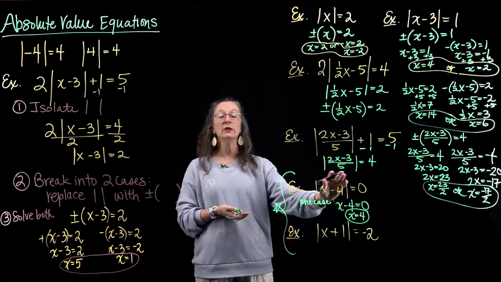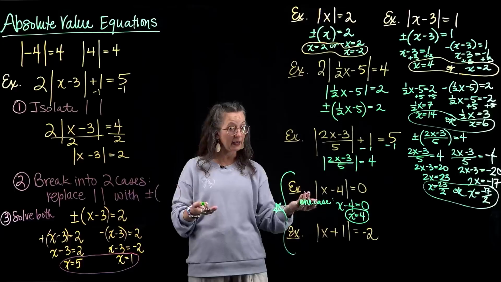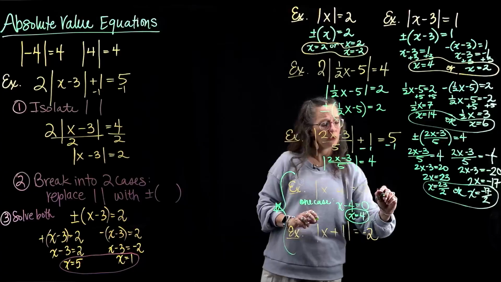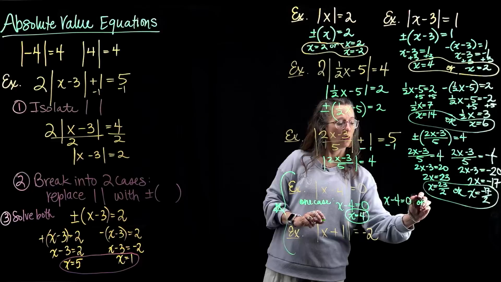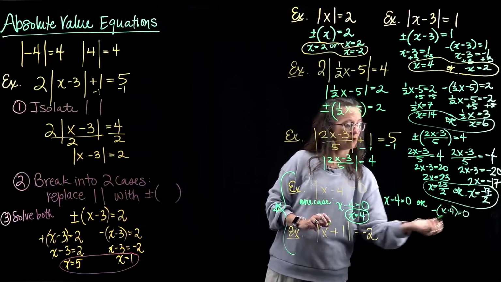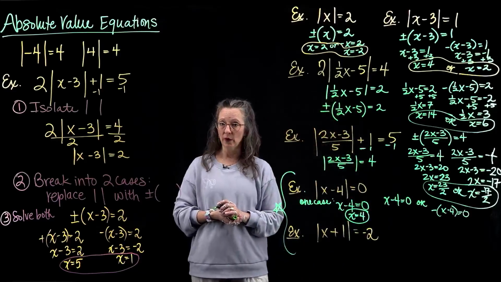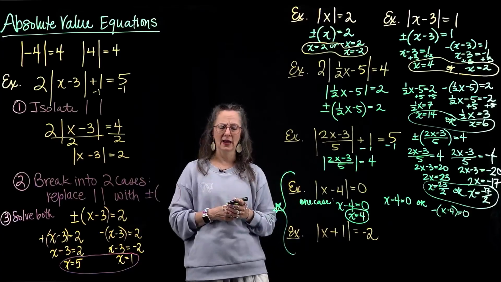Okay, so just be on the lookout for that. If you were to break it into two cases, if you didn't notice it was a 0 and kind of weird, you would have x minus 4 equals 0 or negative of x minus 4 is equal to 0. And both of them would end up giving you x equals 4 for an answer. All right, so be on the lookout for that.